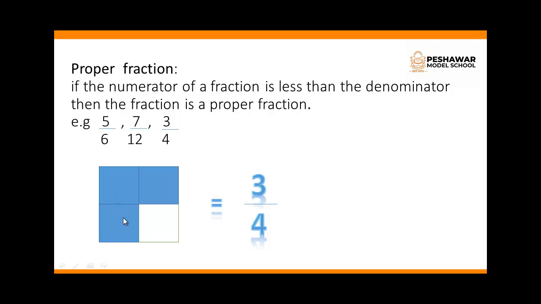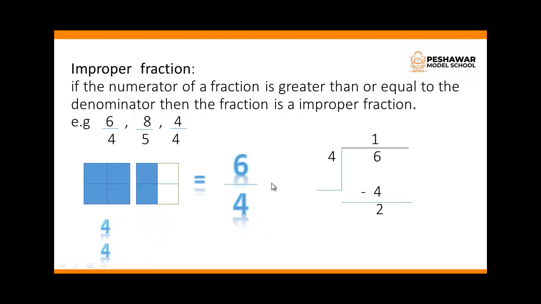Let us look at this example. I colored just 3 parts out of 4. 3 can be written in the numerator and 4 is the total number of parts which we write in the denominator. Here in this fraction, 3 is less than denominator 4. So this fraction is called a proper fraction.